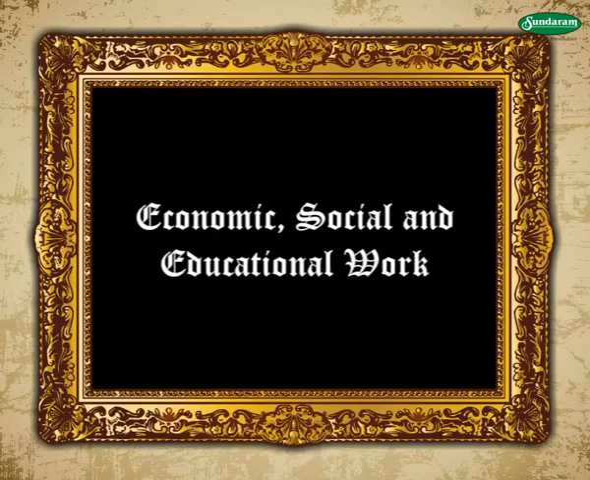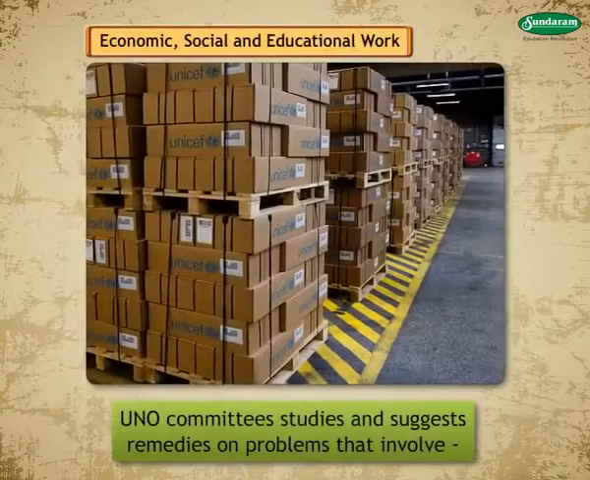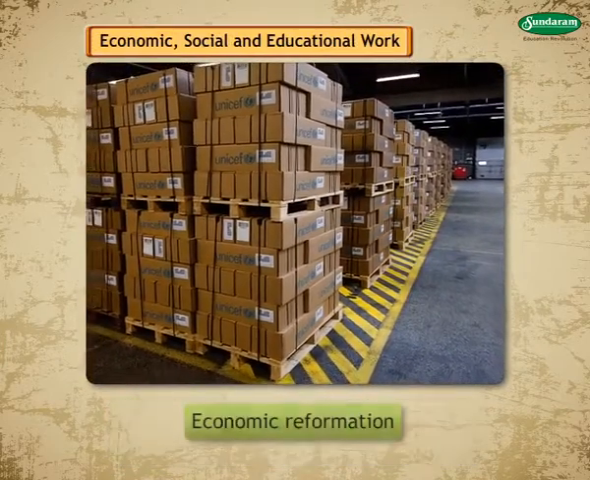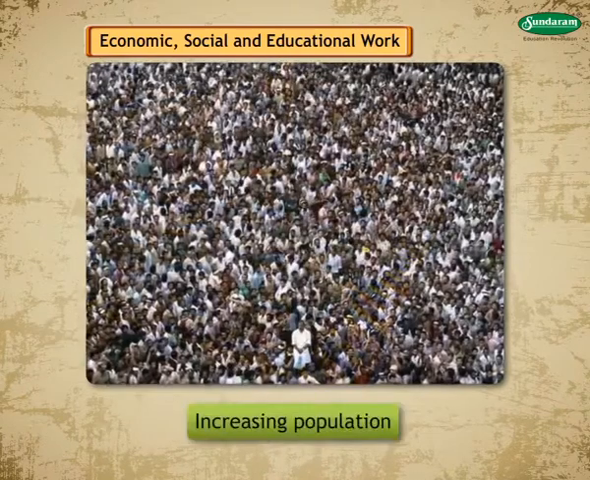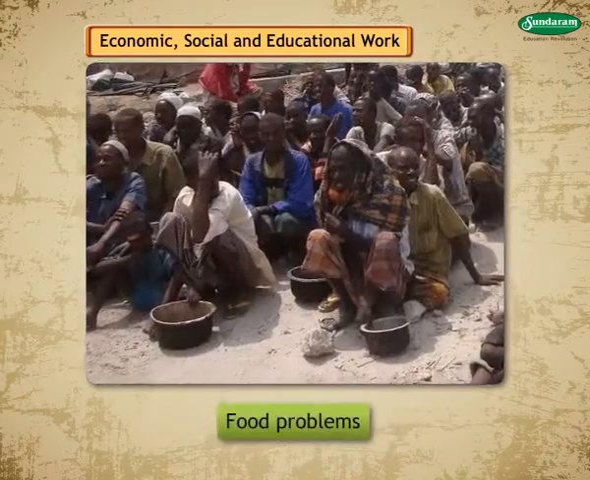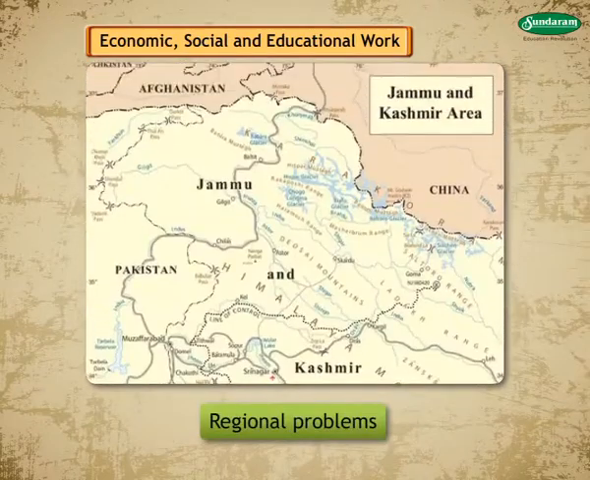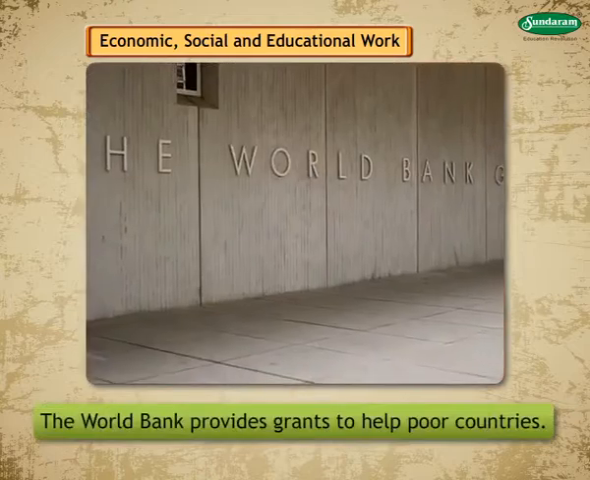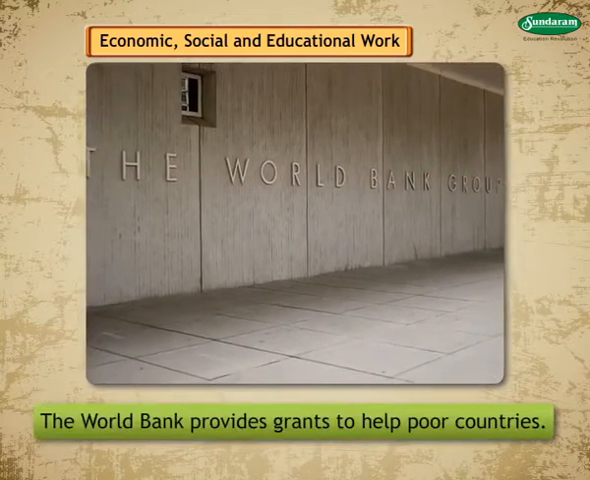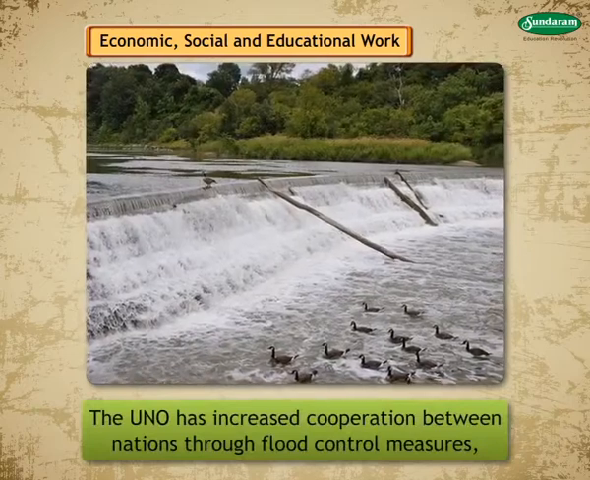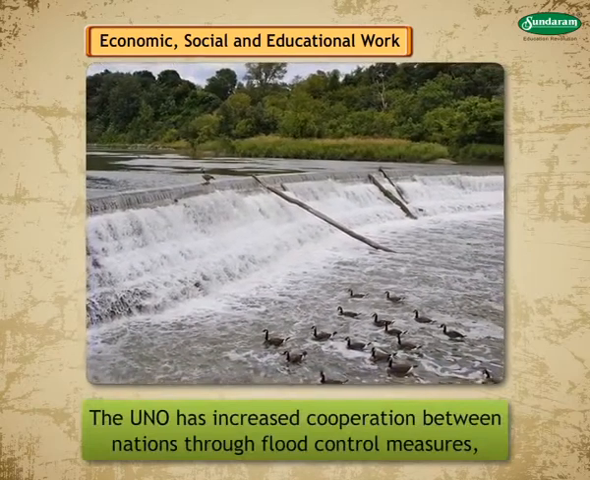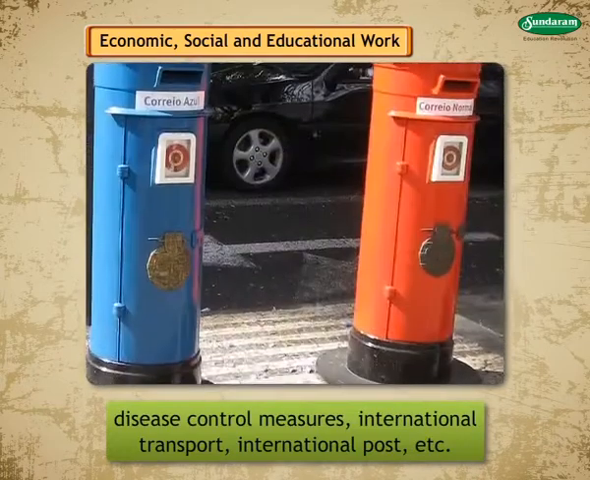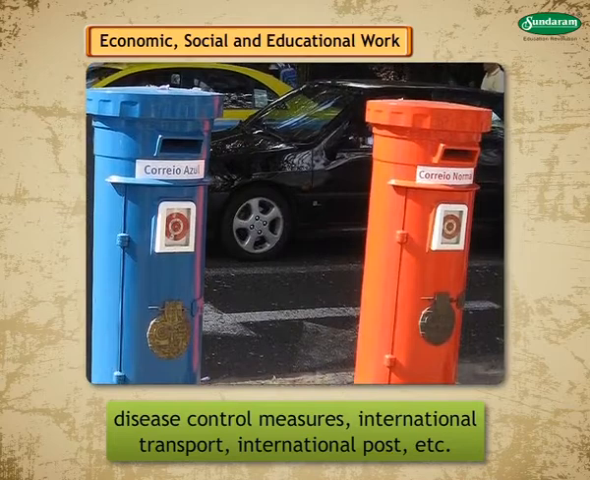Economic, social and educational work. UNO committees study and suggest remedies on problems that involve economic reformation, increasing population, food problems, regional problems, health and scientific research. The World Bank provides grants to help poor countries. The UNO has increased cooperation between nations through food control measures, disease control measures, international transport, international post, etc.